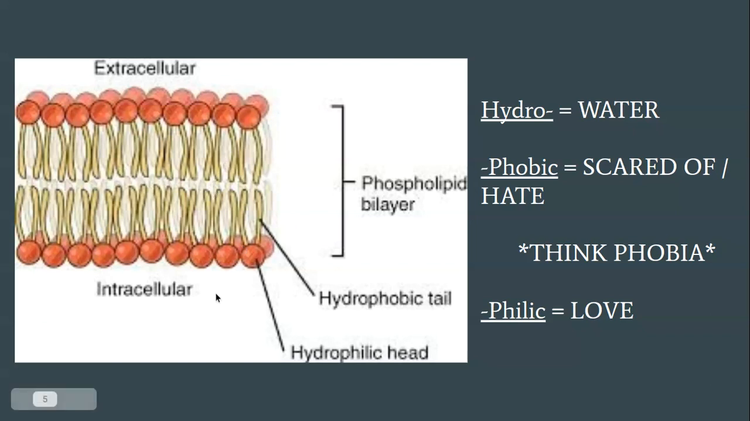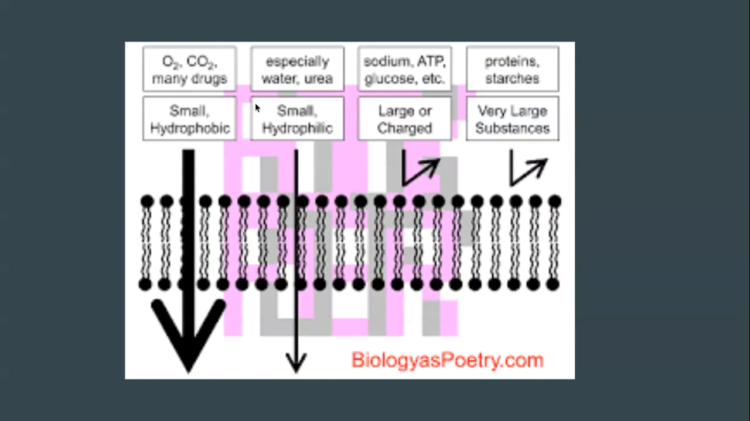The inside and outside of a cell is technically wet. So that's why the hydrophilic heads, philic means to love, would want to be as close to water as possible, and the tails that hate water would want to be as far away from water as possible. So this, once again, passive transport and selective permeability, these are the types of things that the cell membrane would not want to go through it. Things that are very, very big or charged. So sodium, ATP, which is the energy in all of our cells, glucose, protein, starches.